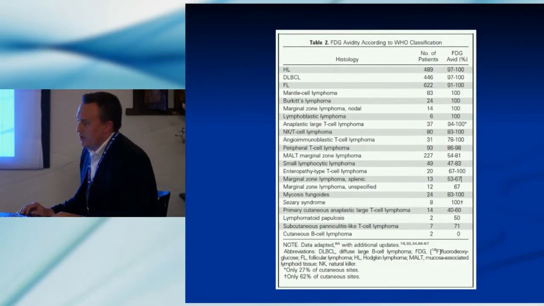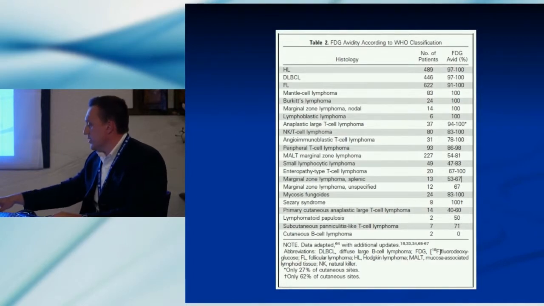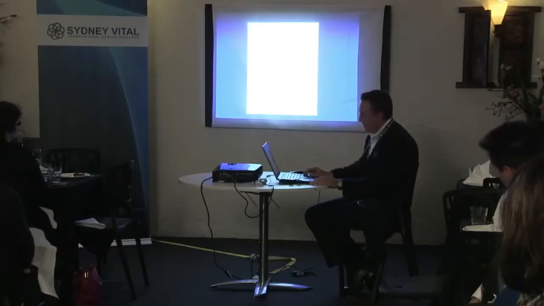This table looks at FDG avidity according to WHO classification of the different lymphomas, and you can see in this table that the majority of lymphomas do show FDG uptake on PET, particularly the high-grade lymphomas. As we go down the table into more of the indolent lymphomas, we see more variable uptake.